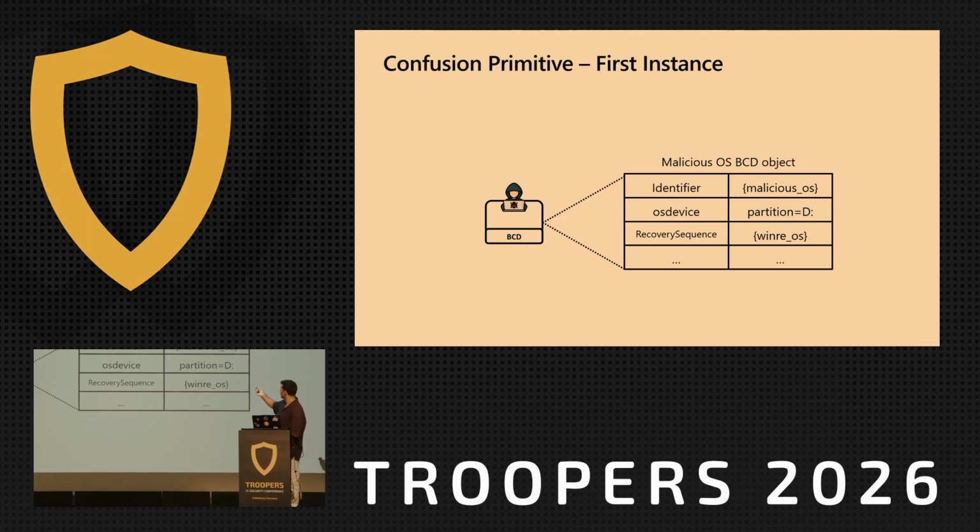We create a malicious OS BCD object. We change its OS device to an attacker-controlled volume. In our case, we set it to OS partition equals D. It can be anything. D is mostly the mounted recovery volume in WinRE. That's the reason that we set it. And then we place the recovery sequence to have WinRE as well, so that the other checks are passed.